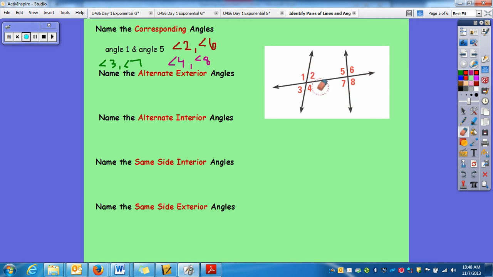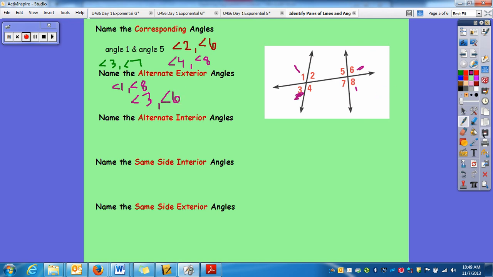Alright, so now let's look at alternate exterior. Alternate means it's on the opposite side of the transversal, like 1 and 4 are on the opposite sides, and exterior means outside. So I'm only looking at 1, 3, 6, and 8. 2, 5, 4, and 7 are on the inside. So 1 is on the outside, it's alternate, so jump the transversal, and there's 8. So it's angle 1 and angle 8. And then I can look at 3, jump to the other side of the transversal is 6. So angle 3 and angle 6.